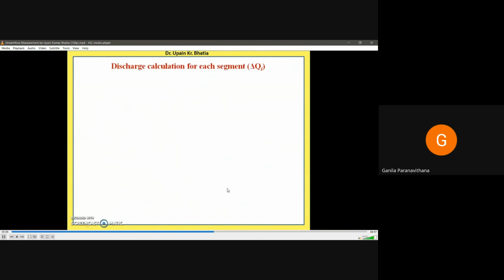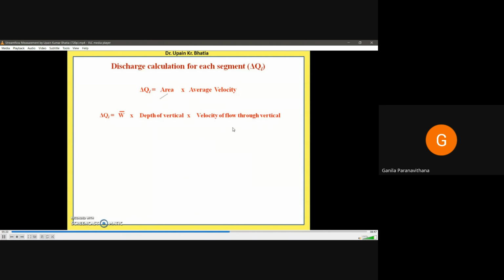Now, how to calculate the discharge through each segment? Let us consider that delta Qi is the segmental discharge, and this is equal to area multiplied by the average velocity. Expanding it, delta Qi is equal to W bar multiplied by depth of vertical multiplied by the velocity of flow through the vertical.